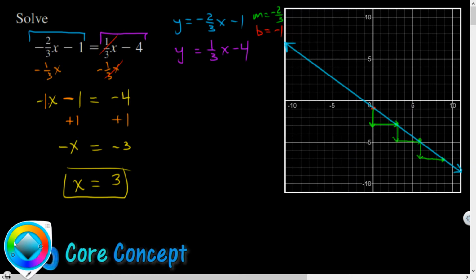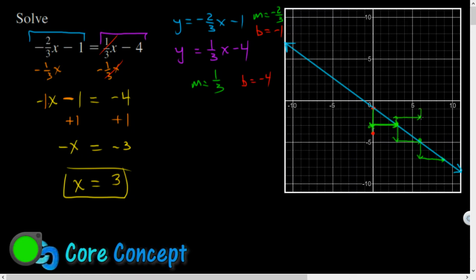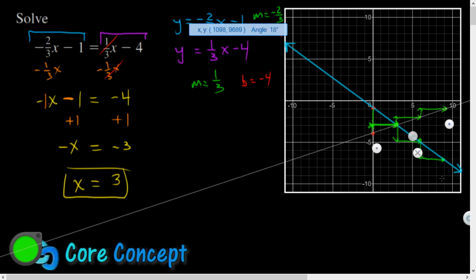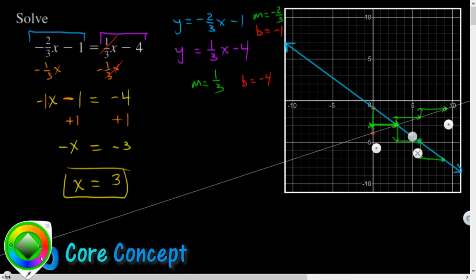Let's have this next one. Someone tell me, what is the slope of purple here? 1/3. And a y-intercept? B equals -4. So here's that y-intercept. Let's move by the slope, which is 1/3. So I'm going to go up 1 over 3. That lands right there. Up 1 and over 3. And up 1 and over 3. Because our slope is rise over run, correct? You guys agree? Yep, classic.